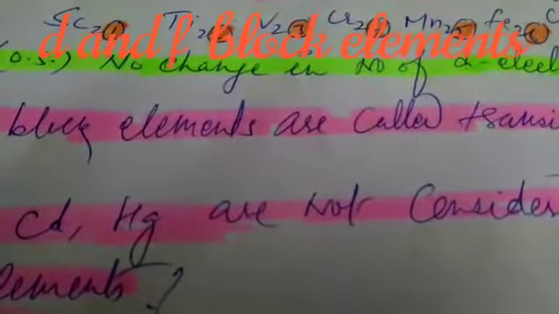Now the question is, d block elements are called transition elements. The d block elements which have incompletely filled d orbitals, from d1 to d9 configuration, are considered as transition elements. Now, zinc, cadmium and mercury are not considered as transition elements.